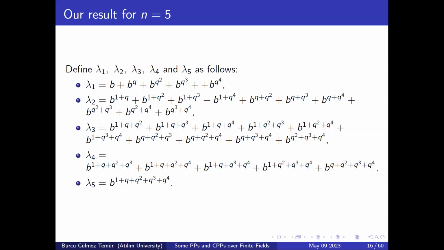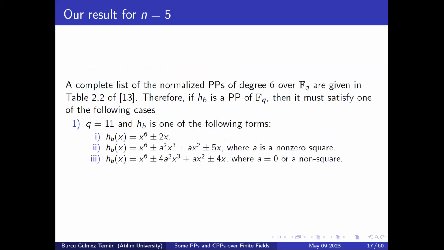We just found this idea in one of the papers. The first one is like the trace, and the last one is like the norm. So the intermediate terms are like the other coefficients. But we did not do any Galois theory. It was not that complicated. We just wrote these and compared them with this list. And since you know the complete list of normalized permutation polynomials of degree 6, if our polynomial is not in this list, then it will not be a permutation polynomial. The idea was simple there.